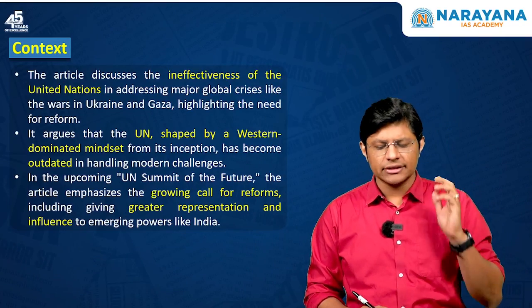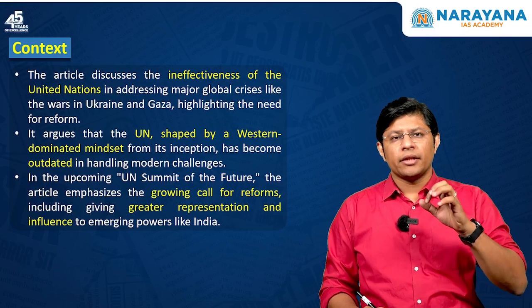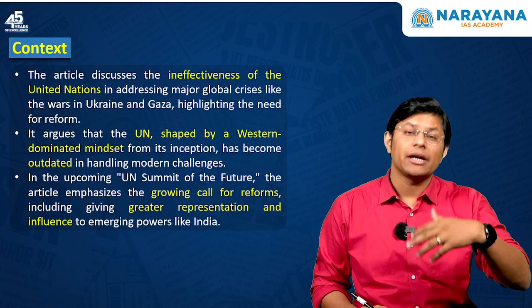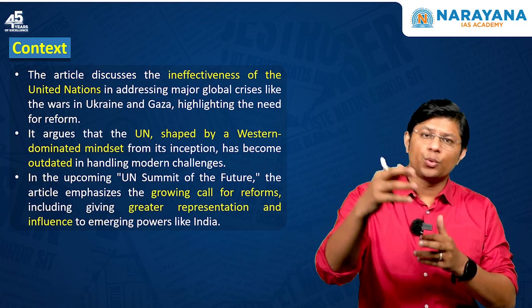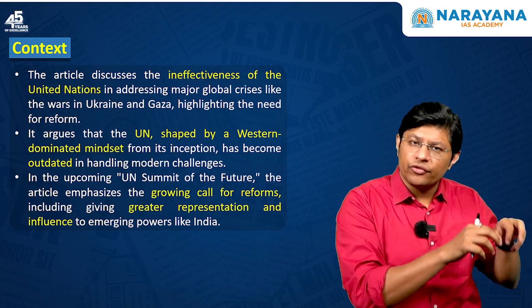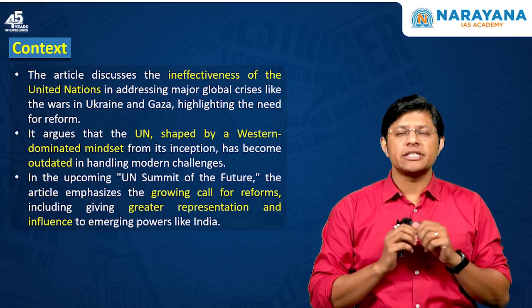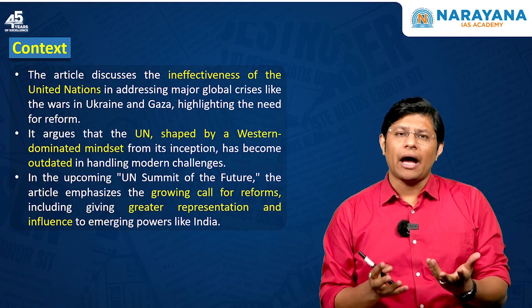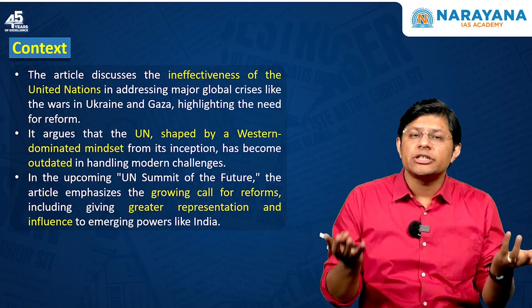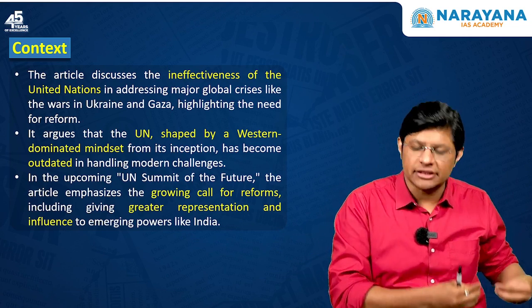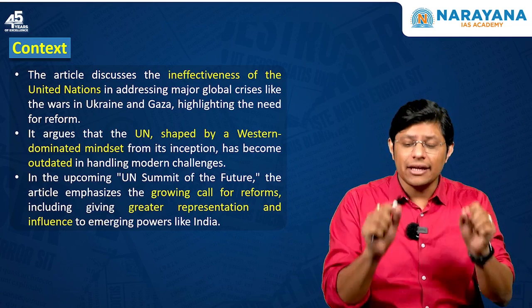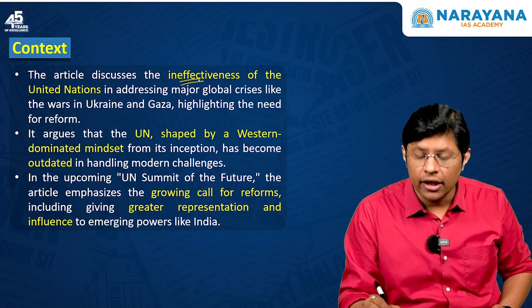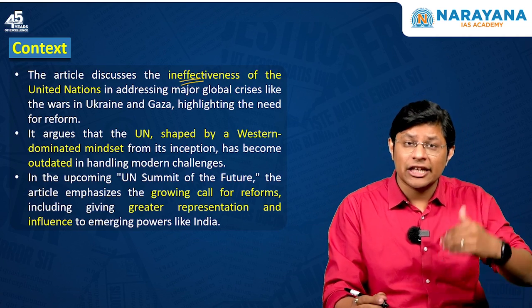What is the context? Now, there are so many global crises happening around the world. We have the Israel-Hamas war, the Russia-Ukraine war, civil war in the African region, right? But somehow the United Nations is not able to address these challenges, which means the United Nations as of now has become an ineffective body. Why? Because it is failing to address the global challenges.